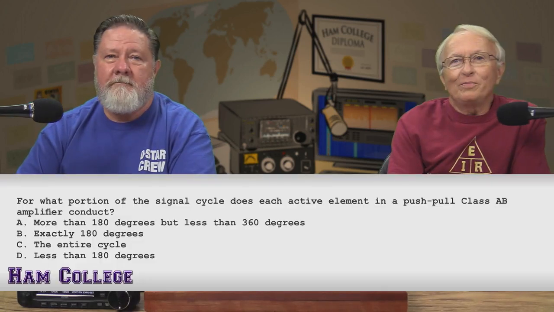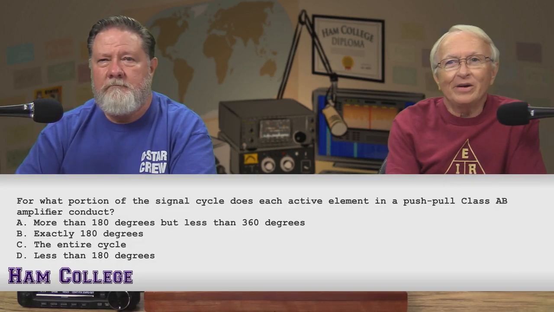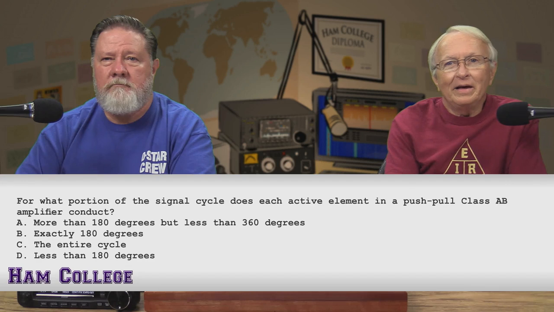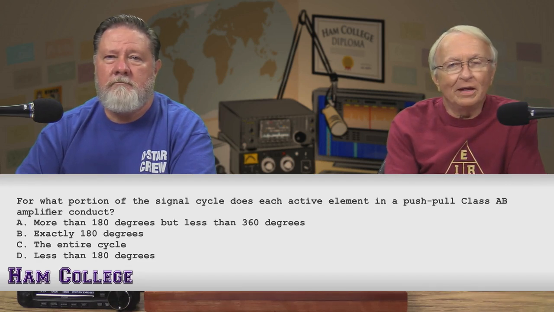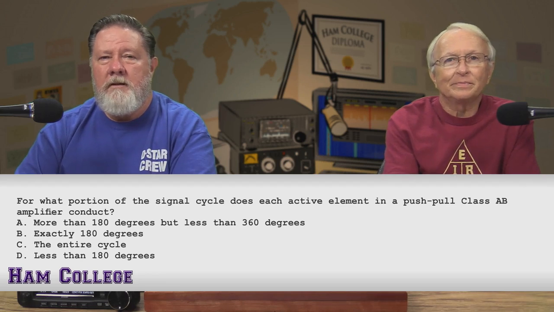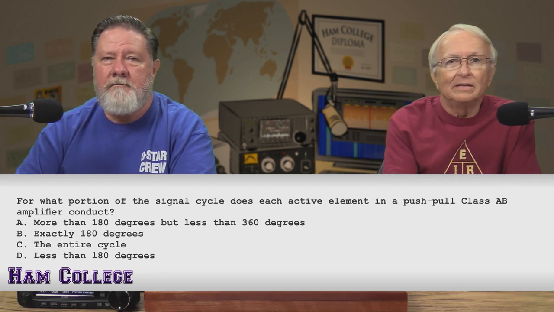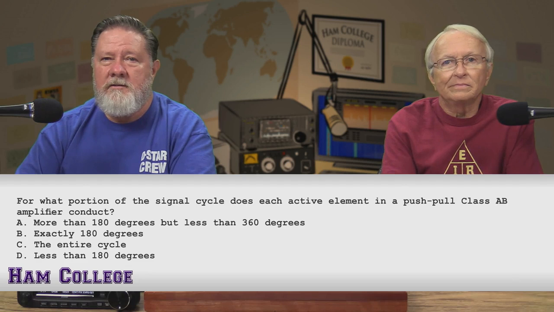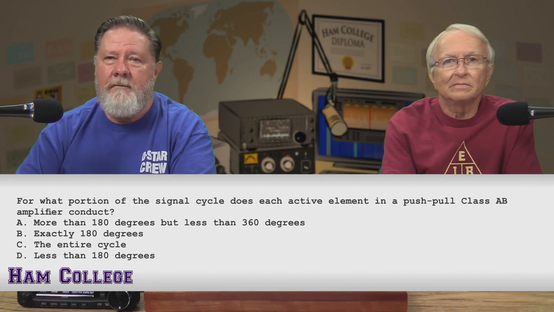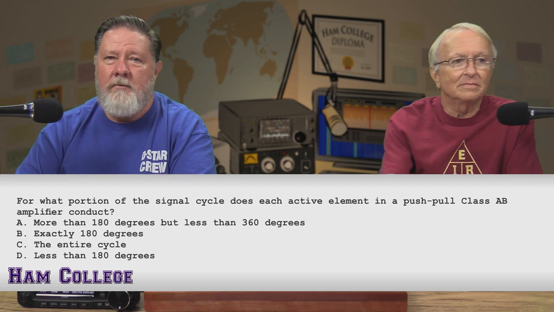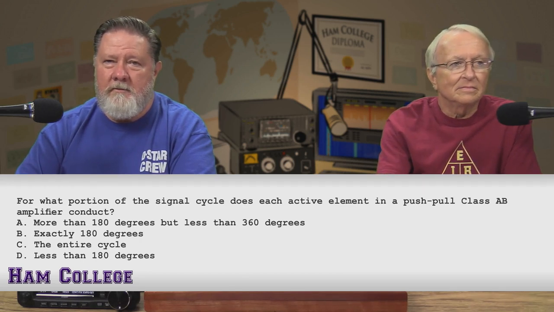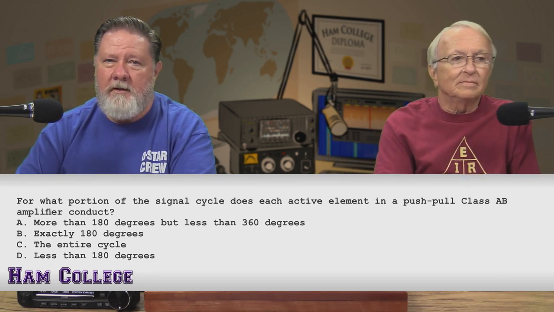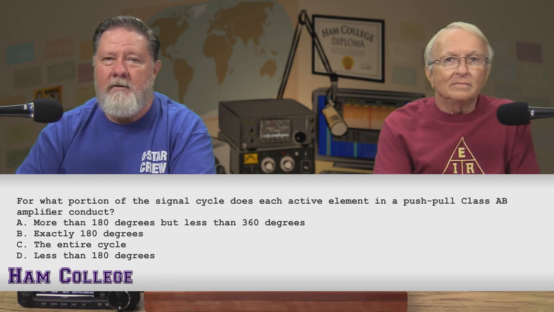Gotta be true. What portion of the signal cycle does each active element in a push-pull Class AB amplifier conduct? A, more than 180 degrees but less than 360. B, exactly 180 degrees. C, the entire cycle. Or D, less than 180 degrees. For what portion of the signal cycle does each active element in the push-pull AB amplifier conduct? I have no idea.